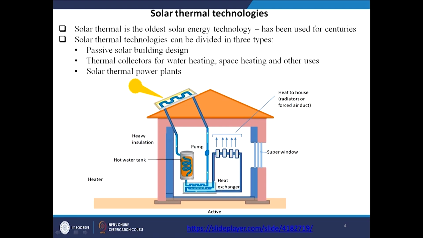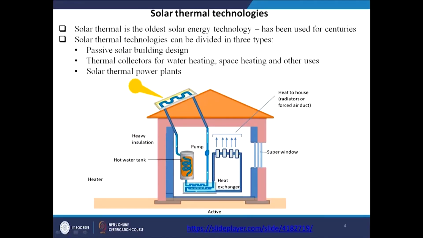Here we have used an external device which collects the solar radiation and heats the liquid passing through this particularly designed device. That is called solar thermal technology, where thermal collectors can be used for water heating, space heating and other uses. We can send water or air here. If we send air, the air will be heated and the room will also be heated, and if we use water, the water will be heated and then can be used for other applications.